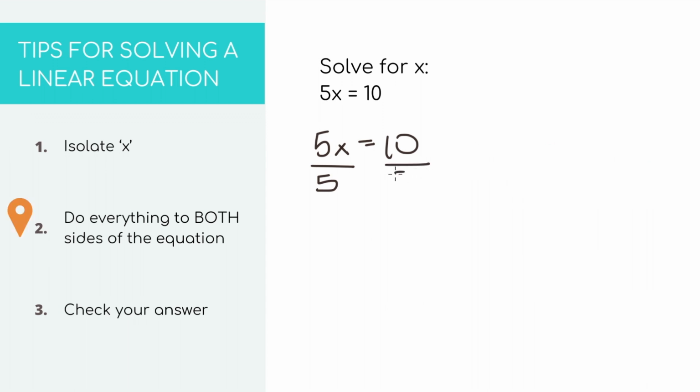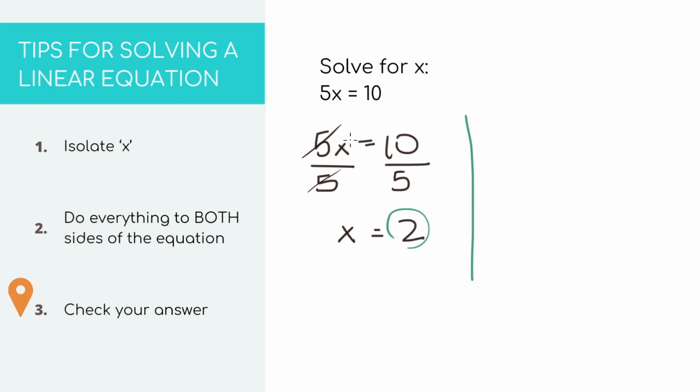Let's do it on both sides, and when we put it all together, 5x divided by 5, the 5's cancel out, so we're left with x, and on the right, 10 divided by 5 equals 2, so we get that the answer is x equals 2. When we plug 2 back into the original equation, we get 5 times 2 equals 10, which is true, so we have the correct answer.